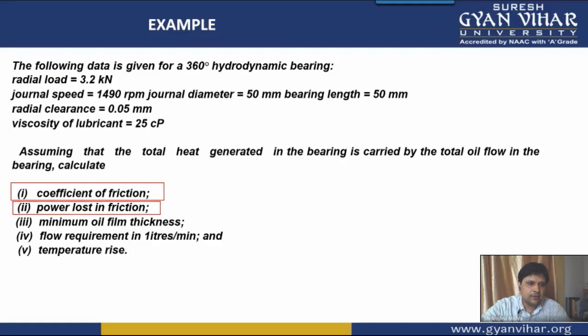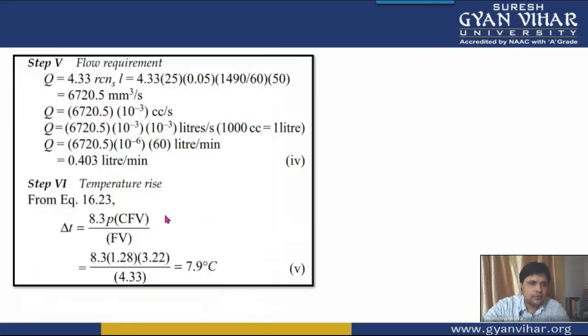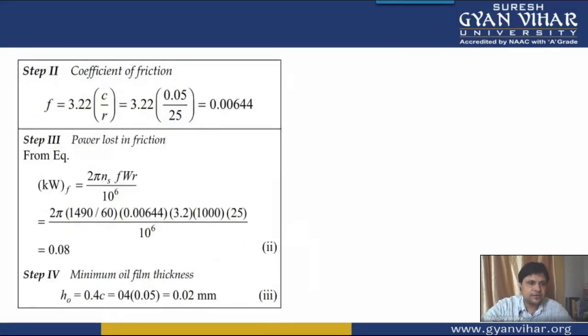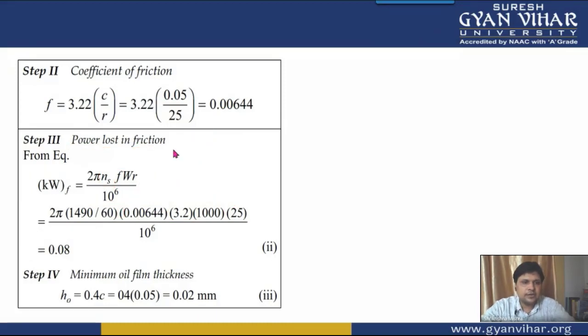Now coming into the next one, power lost in friction. So here, coming into the next step, power lost in friction formula, we all know, we have seen this formula in the discussion, 2 pi N_s F W R upon 10 to the power 6. Here friction we have calculated, we will put directly that value here. Then after W, that is the load that is acting, 3.2 kilo Newton it is, so we have multiplied with 1000. Then after radius is, we have put the radius values also. Then rotations per second, this value also we have calculated. Putting all this value, you will get the power lost in the friction. All right, this is equal to 0.08.